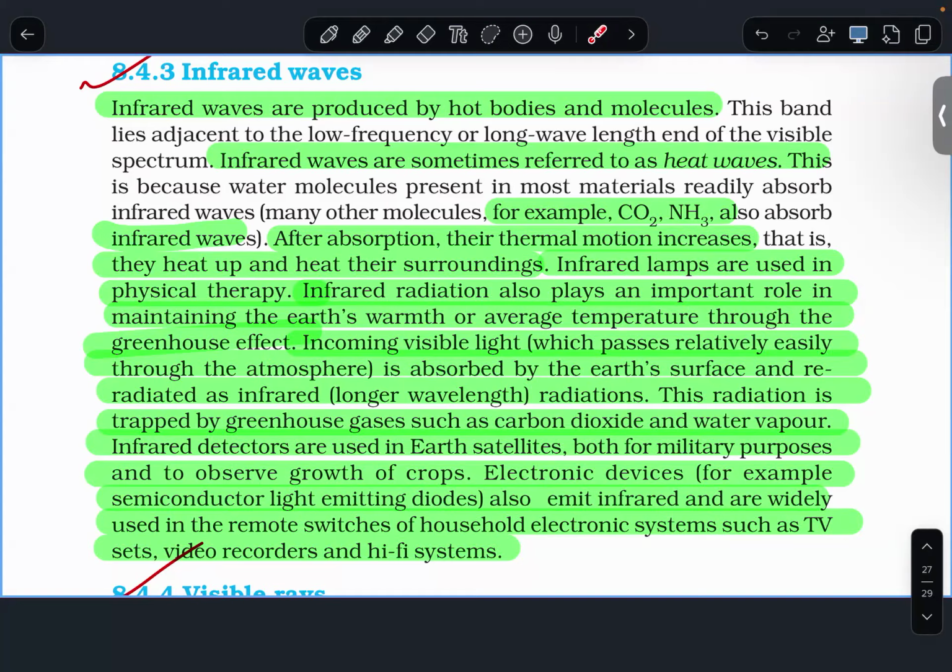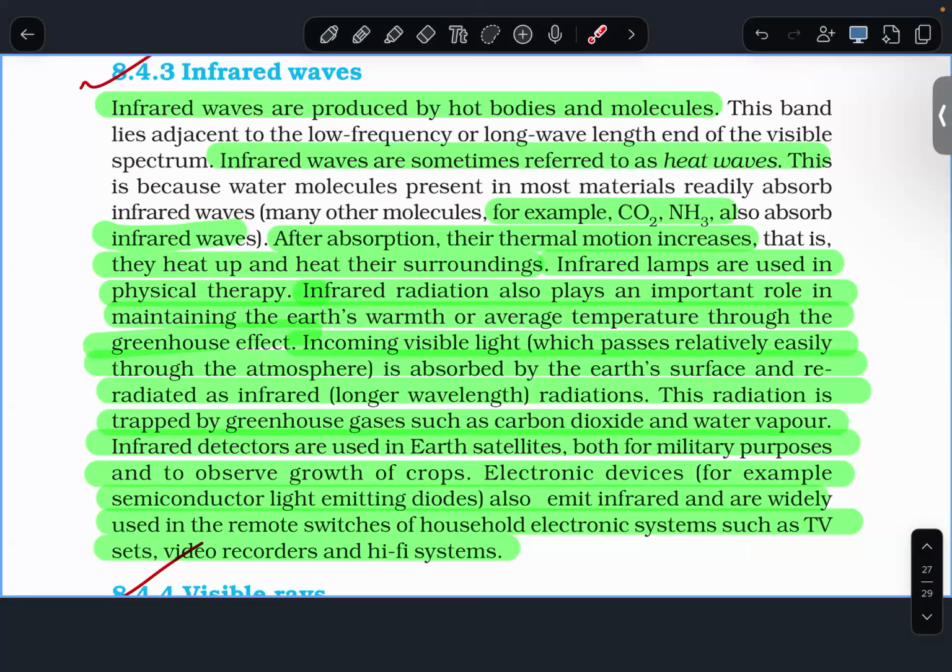Water molecules present in most materials readily absorb infrared radiation. For example, carbon dioxide and NH3 also absorb infrared. After absorption, their thermal motion increases, that is, they heat up and heat their surroundings. Infrared lamps are used in physiotherapy. Infrared radiation also plays an important role in maintaining the Earth's warmth or average temperature through the greenhouse effect.